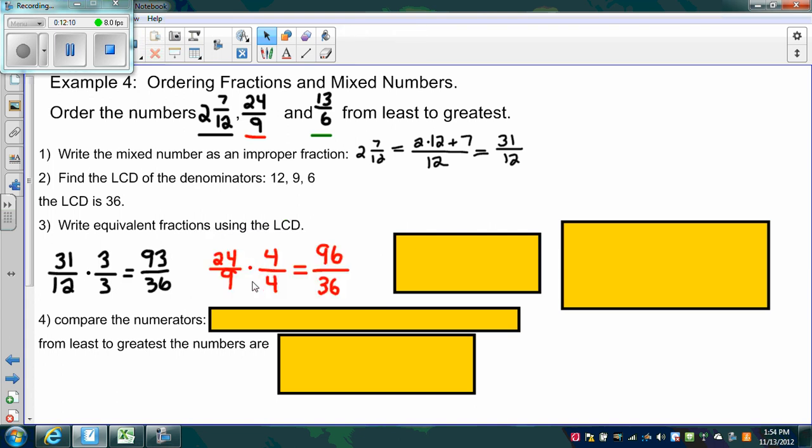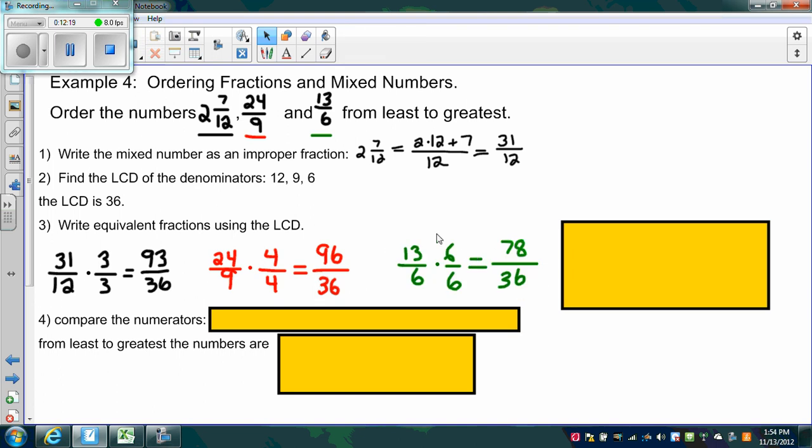The second one, 24 over 9, we need to multiply 9 by 4 to get 36. So we multiply the top by the same, and we get 96 over 36. And the last one is 13 over 6. We multiply both by 6, because 6 times 6 is 36, to get 78 over 36. And now all we have to do is compare the numerators. So in this case, 96 is the greatest numerator, so that means 24 over 9 is the greatest fraction. Then we have 78 over 36 is the smallest.